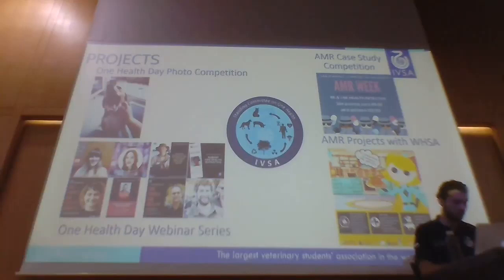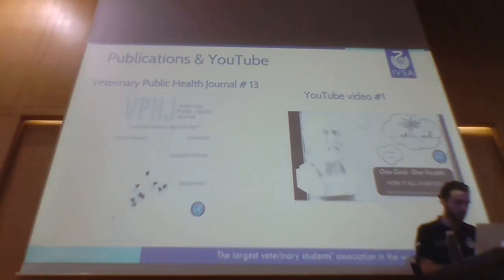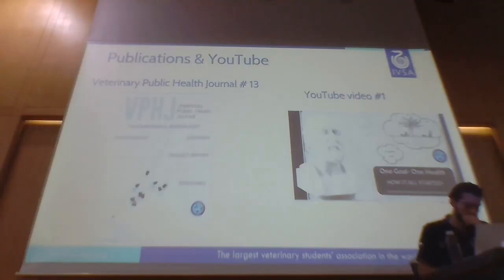Next is publications and YouTube. We are trying to publish 3 to 4 Veterinary Public Health Journal issues every term. We just published our 13th edition on ISSUU, so please look into it. We have 7 submitted articles, and an interview with a professor in Indonesia. One of my publication team went to an international conference in Vietnam. So if you're interested in the conference, please check the journal on ISSUU.